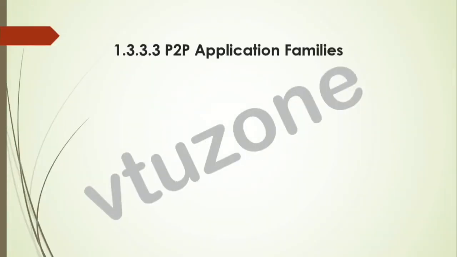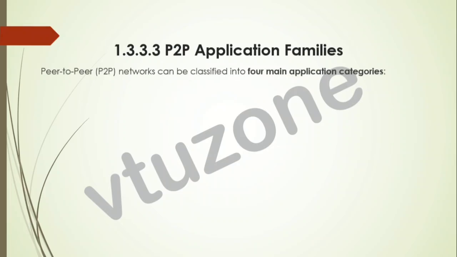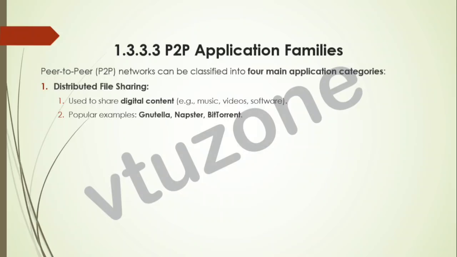Then moving to the next topic, that is peer-to-peer application families. Say, peer-to-peer networks are used for different types of activities. Based on what they do, we can divide them into 4 big groups. The first one is distributed file sharing. It is used to share digital content. Means people use peer-to-peer networks to send and receive files like songs, movies and programs directly between their computers.